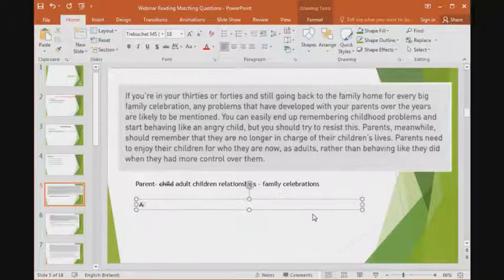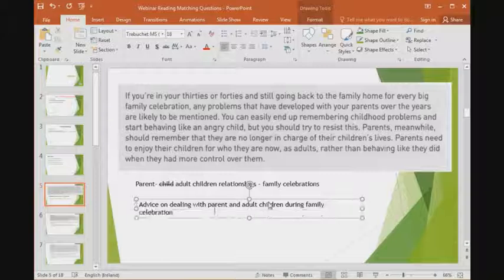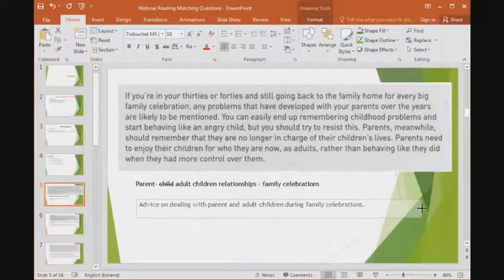Okay, so we could say something like advice on dealing with parents, parents and adults. The attitude or behavior of parents towards the adult kids. Yes, that's partially correct, but again, we need to be a bit more specific. So we could say advice on dealing with parents and adult children during family celebrations. Okay, so this would be a nice little title for this paragraph.